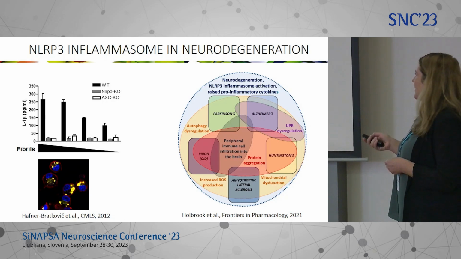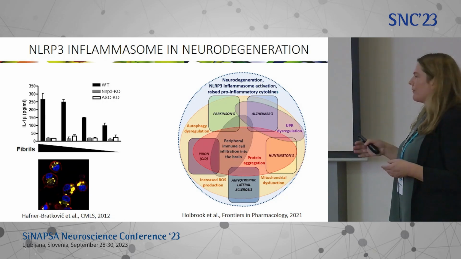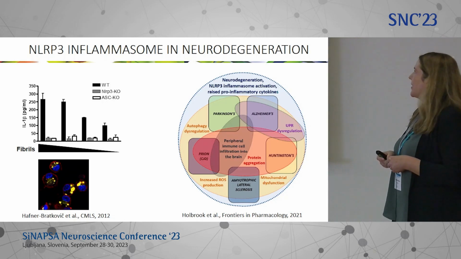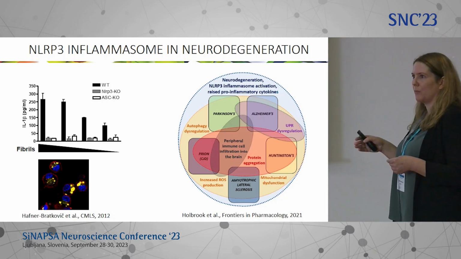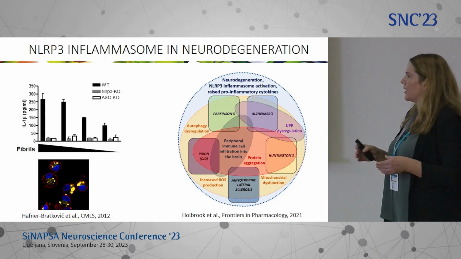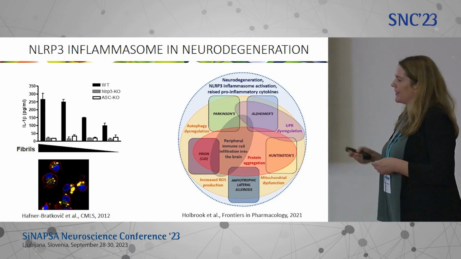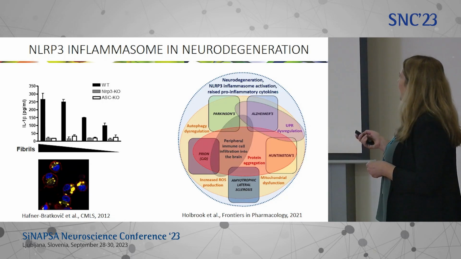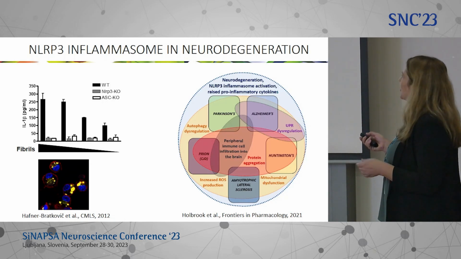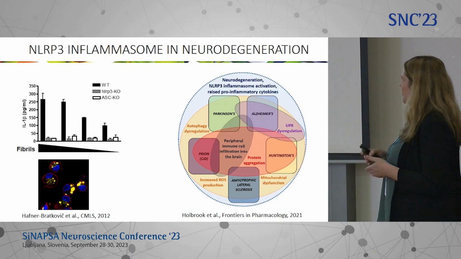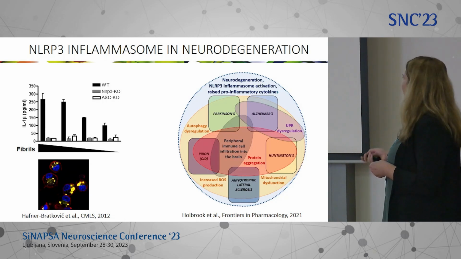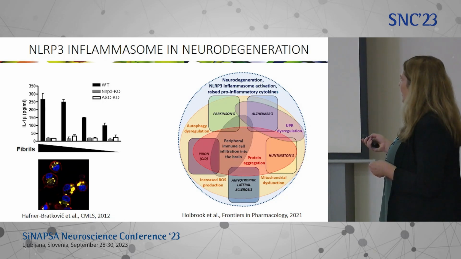A decade ago, we showed that particular forms of prion proteins, such as fibrils or aggregates, were able to trigger the NLRP3 inflammasome, but not the monomeric cellular form, nor oligomeric forms, which might be toxic, but were not really inducing this pathway. But now, a decade later, we know that there are many different pathological things going on in neurodegeneration that all might also contribute to NLRP3 activation, such as protein aggregates.